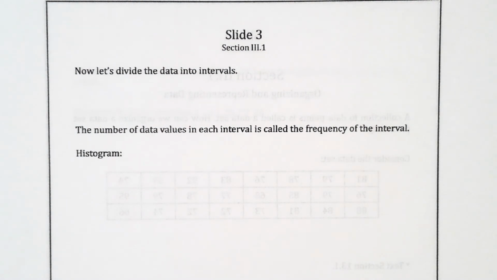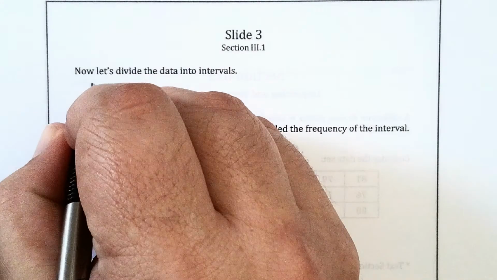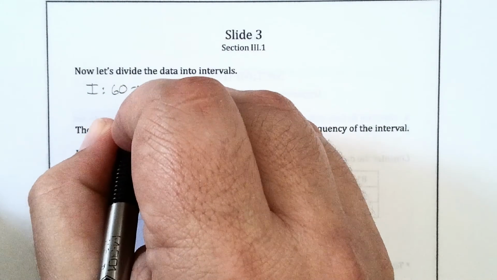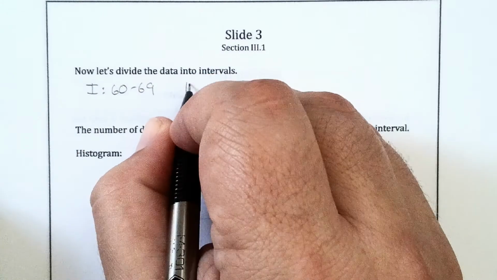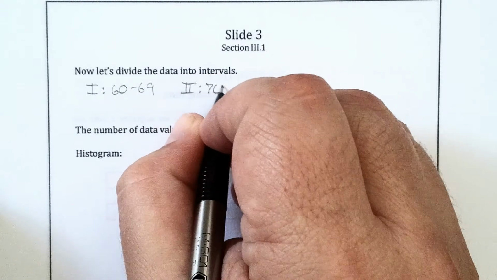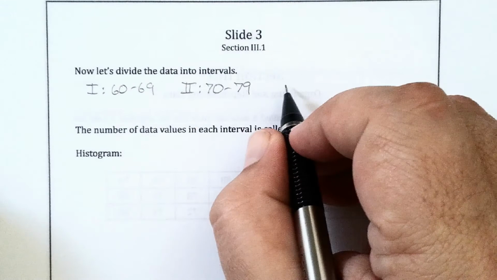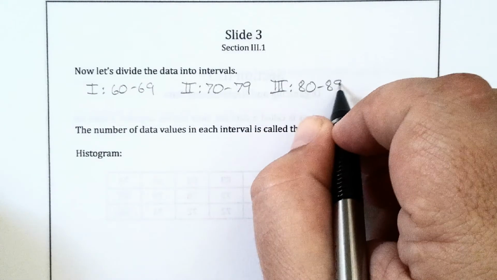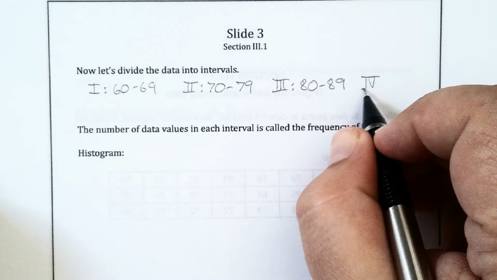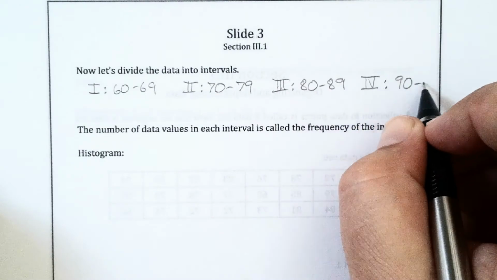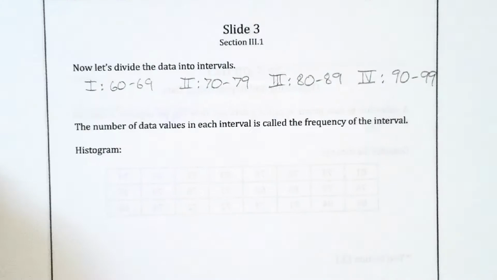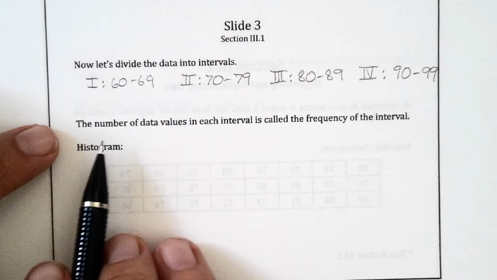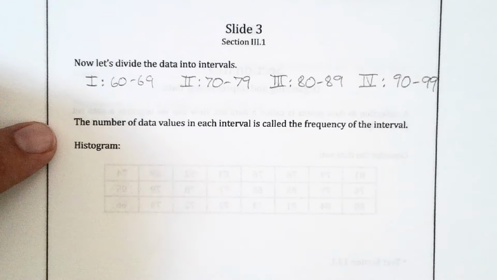So we'll say that interval 1, we'll just call it 1, is 60 to 69. Interval 2 is 70 to 79. Interval 3 is 80 to 89. Interval 4 is 90 to 99. And the number of values in each interval is called the frequency of that interval.